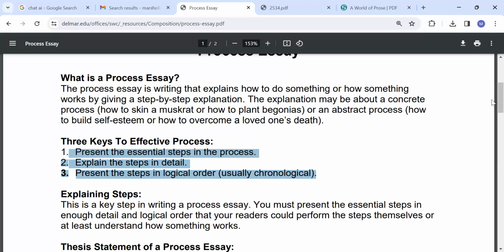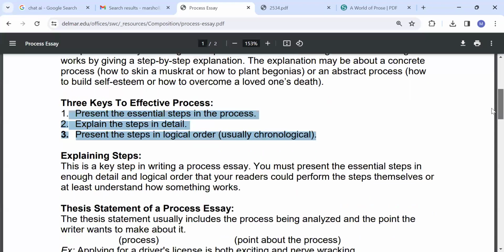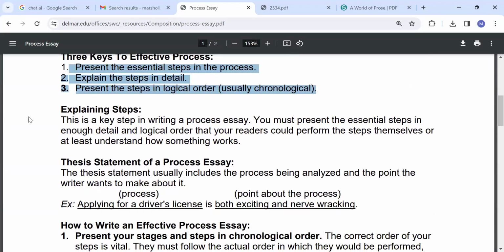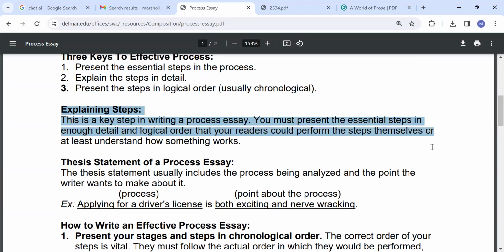So when it comes to the explaining of the steps, this is a key step in the writing process for a process essay. You must present the essential steps in enough detail and logical order that your readers could perform the steps by themselves or at least understand how something works. So you can't be vague in your explanation and you have to be very detailed.